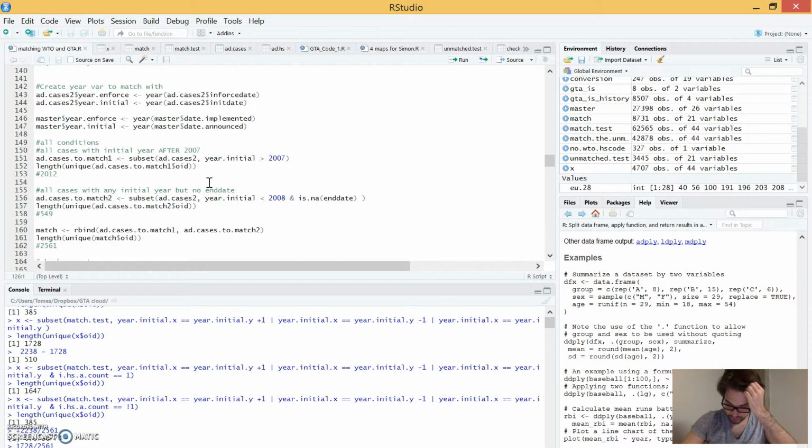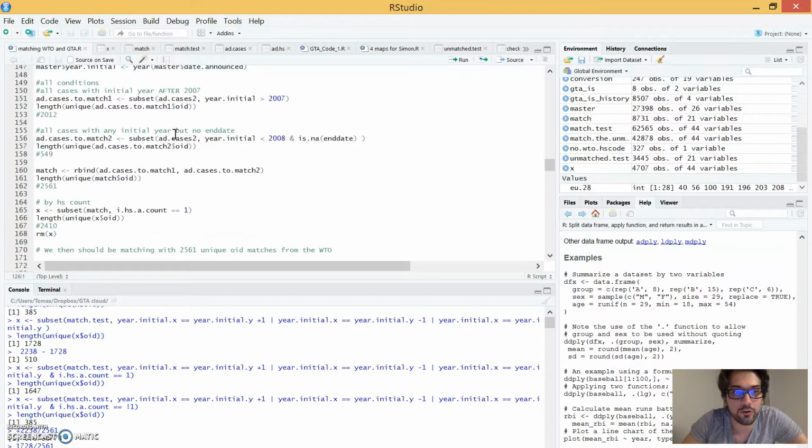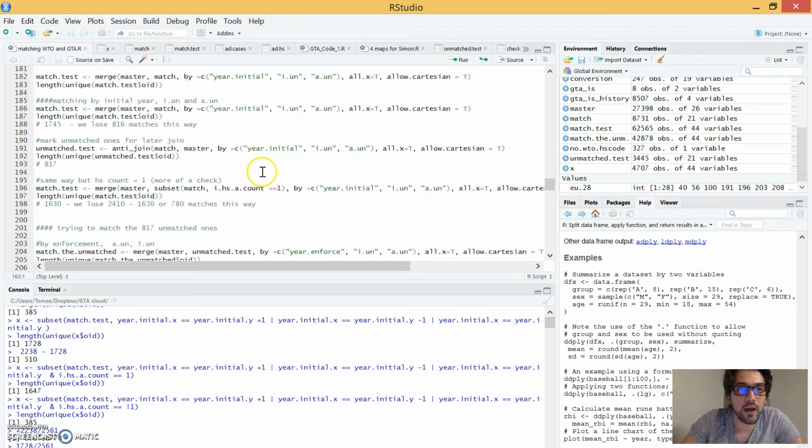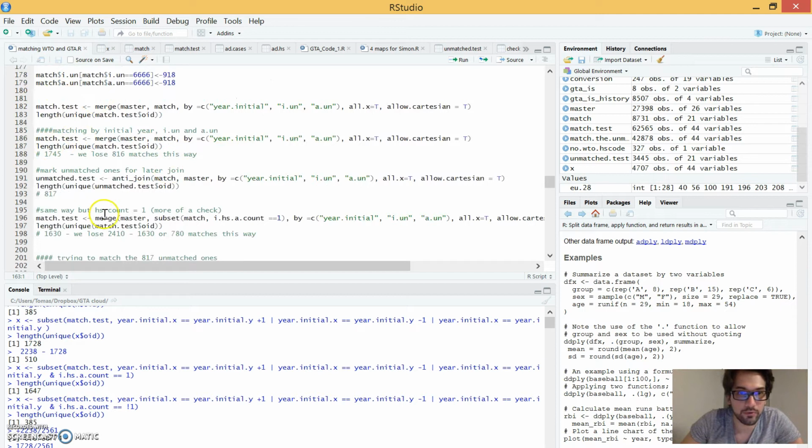Then what else? I matched the data in several ways after filtering all of the possible things, and I found out that there are 2,561 instances of OIDs that, through the filters that we talked about the other day on Skype, we should match. So knowing that number, 2,561, I matched in several different ways.